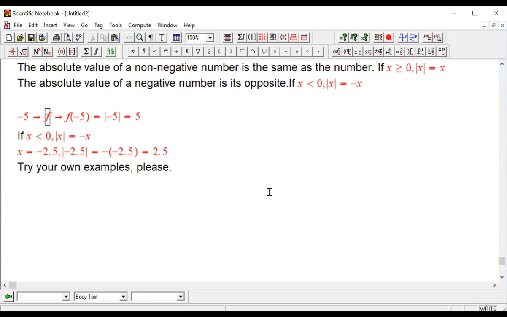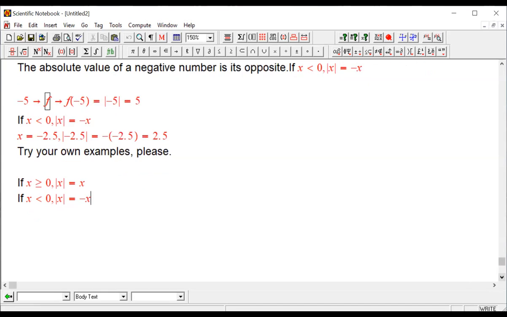So the absolute value of a non-negative number, the absolute value of a negative number. We've got the two of these, for positive and for negative. This is for non-negative. That's for non-negative. How do we combine this mathematically? In mathematics, we combine them this way, okay?